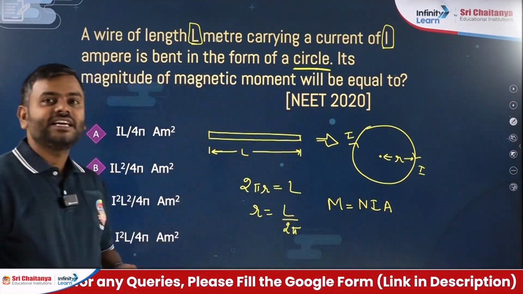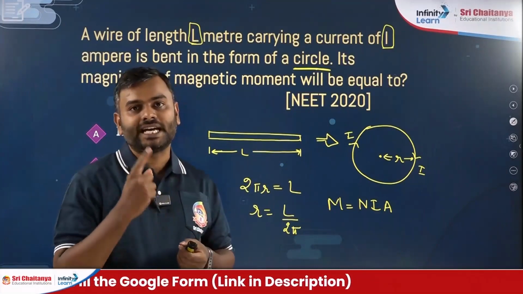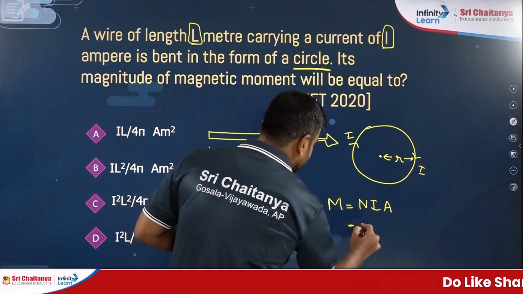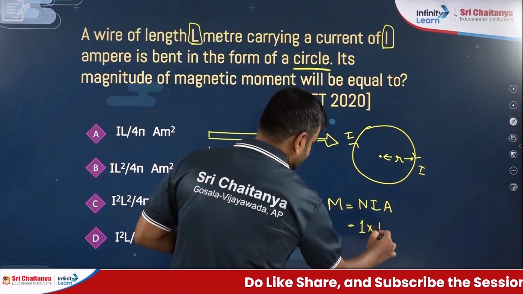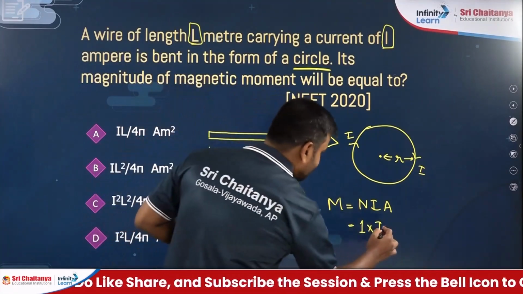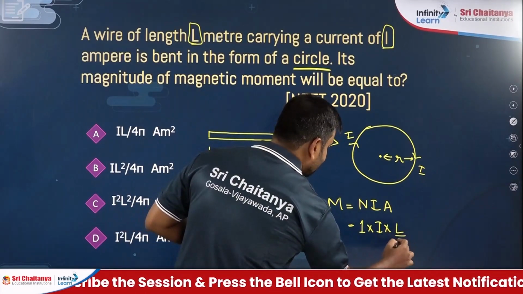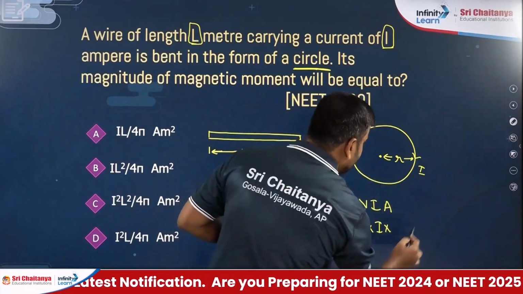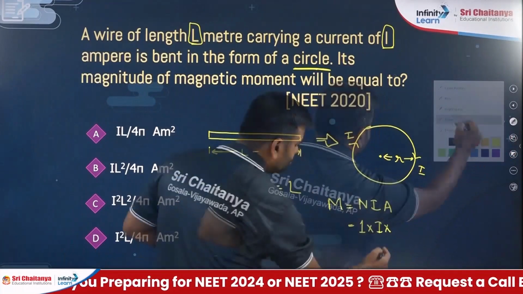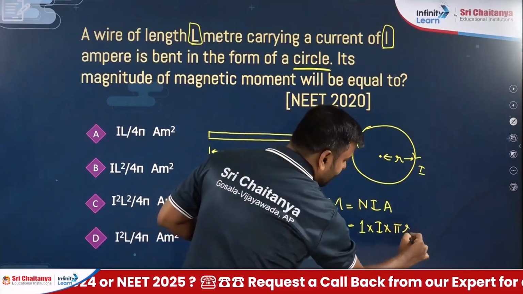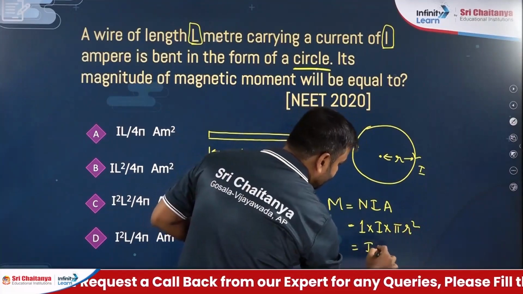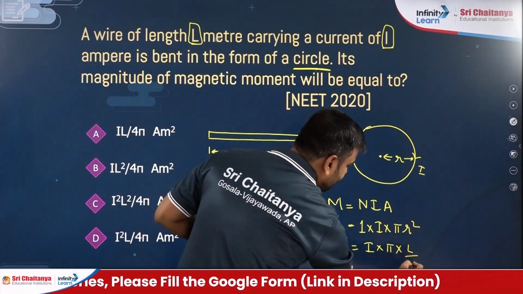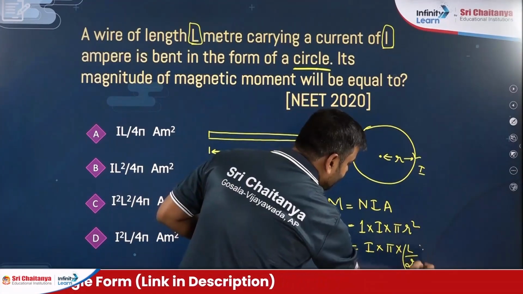But in this case, the coil does not have multiple turns. It has only a single turn, so you can take that N value as 1. We write 1, and the current we have is I. The area, because it is a circular coil, will be pi r square. So we can write I into pi into r, and the r value we have is L by 2 pi, whole square.